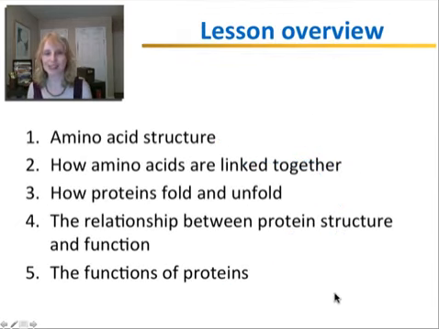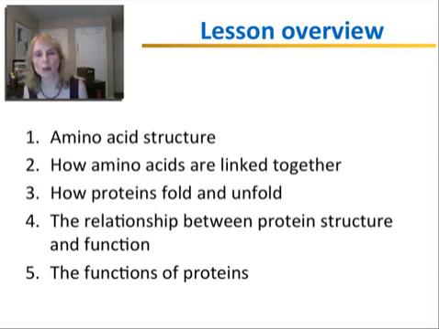So now let's just summarize what you learned today. First, you learned about the structure of amino acids, then how amino acids are linked together through peptide bonds. Then I told you about how proteins fold and the 4 levels of protein structure. Then you learned about how they unfold through denaturation. And lastly, we talked about the relationship between protein structure and function and the different functions of proteins.